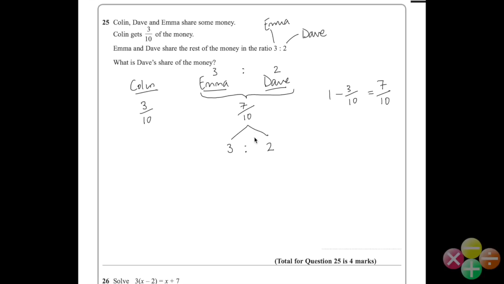Now, I think it's easier if we work in percentage, because sharing a percentage in a given ratio is easier than splitting a fraction. So 3/10 is 30% and 7/10 is 70%. So we need to share 70% in the ratio 3 to 2. So first thing we do is add the parts. 3 plus 2 equals 5 parts. We then share our 70% by the 5 parts, and that gives us 14% per part.